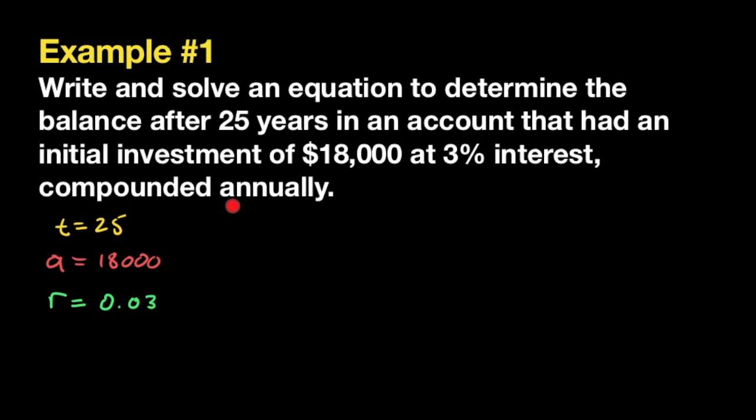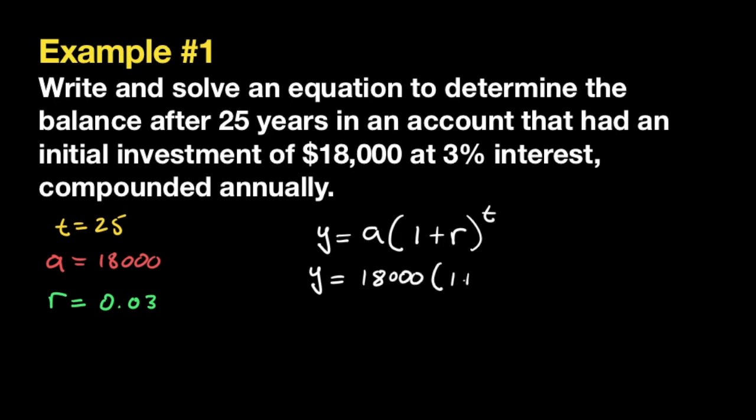This is the part where you have to be careful. It tells you annually. So this is going to be easy because we only need to put the 25. If this was quarterly, then you will have to multiply the years times how many times per year. But in this case, we're just going to put y is equal to, again, we have a 1 plus r to the t. So y is equal to 18,000 times 1 plus 3% over 25 years. And you can just put that in the calculator.